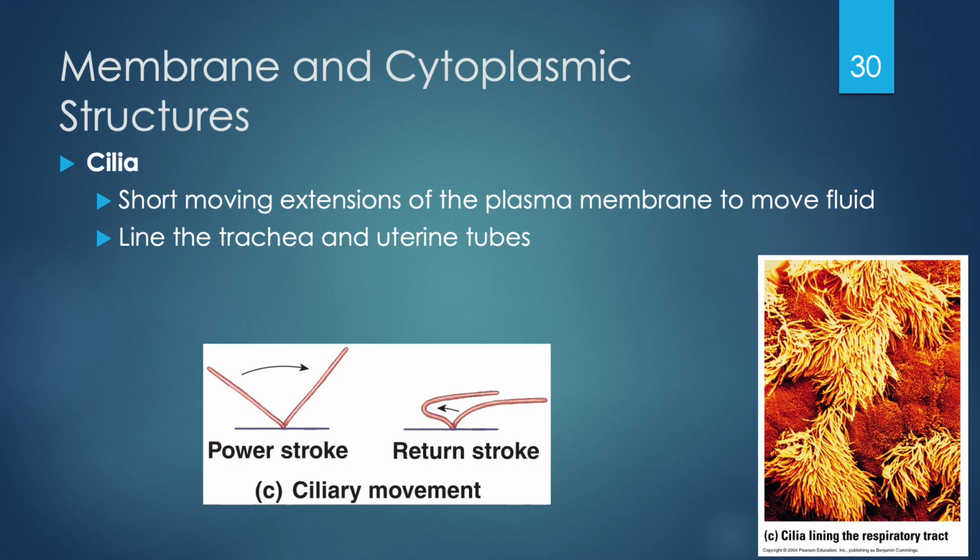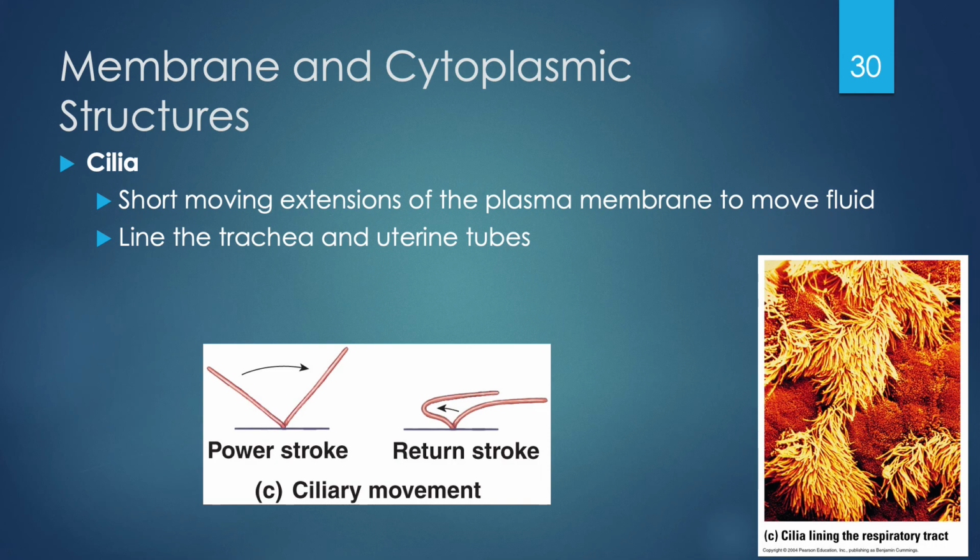There are some structures that are best to discuss now because they're membrane and cytoplasmic structures. So first, let's discuss cilia. Cilia are these very short, thread-like moving extensions that will stick up off the plasma membrane. And what they do is wave in order to move fluid. And they wave sequentially in order to produce a mass effect together.